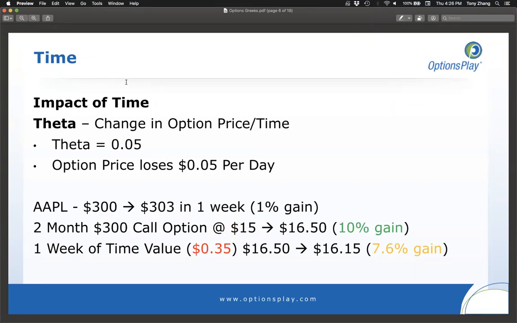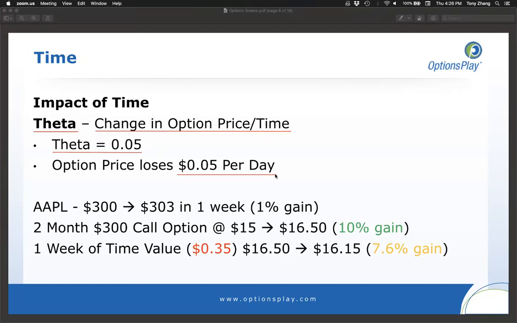Because options expire, and there's a time limit as to how long you have to exercise your option, the value of your option will actually decrease as it approaches expiration. I'll come back to this in a little bit. So time has an impact on the value of your option, and that's expressed by the Greek theta. Theta tells us the change in the option price with respect to the change in time. So if you see an option that has a theta of 0.05, what that's telling you is that this option will lose 5 cents per day that marches on.